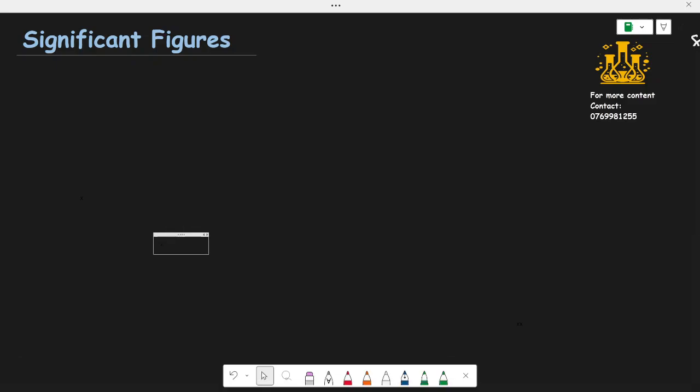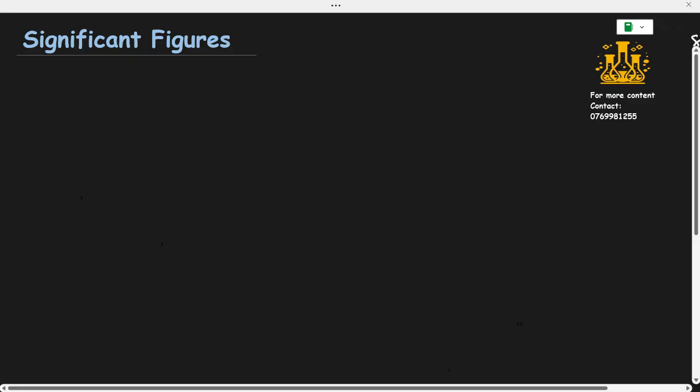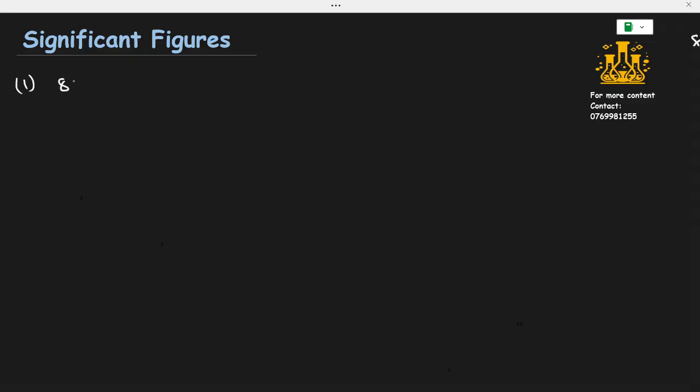Let's talk about how to handle significant figures when it comes to addition and subtraction. So let's say you had a number like 8, 9.332, and you are adding this with 1.1.